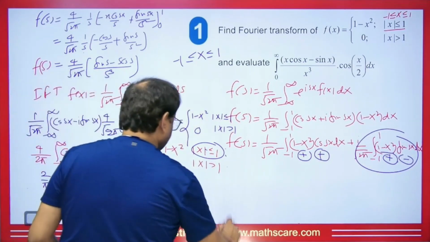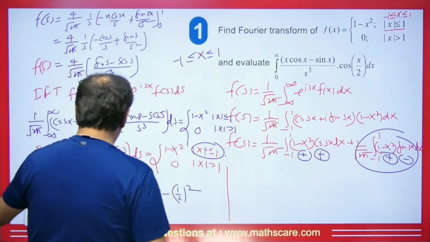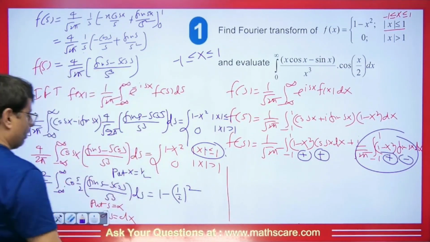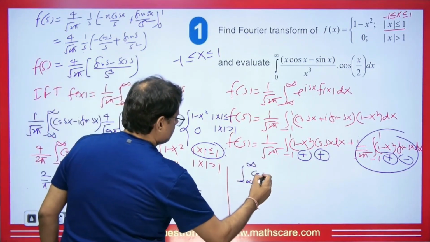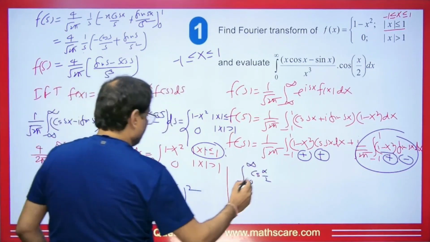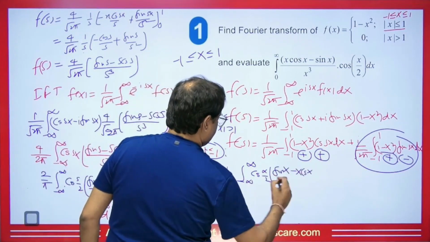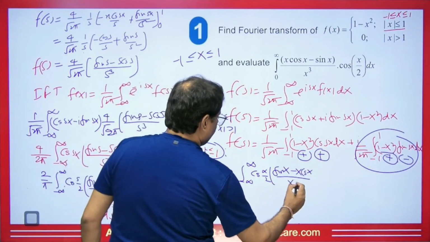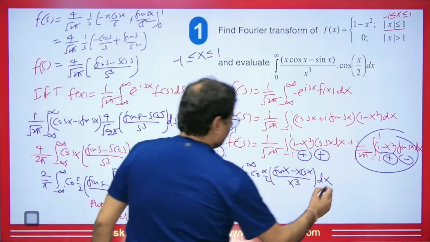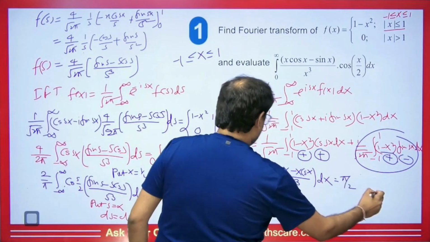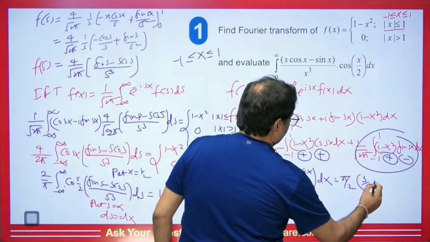Then we take 2 by pi to the other side. Now pay attention, I'll do the remaining calculation here. What will we get here? This 2 by pi will be multiplied on the other side, we will get minus infinity to infinity, it will become cos x by 2, and then here we will get (sin x minus x cos x) divided by x cube, and here it will be multiplied with dx. So this 2 by pi will go to the other side and become pi by 2, and we will get pi by 2. Now if we calculate this value, it will be 1 minus 1 by 4. Thus we will get 3 by 4.